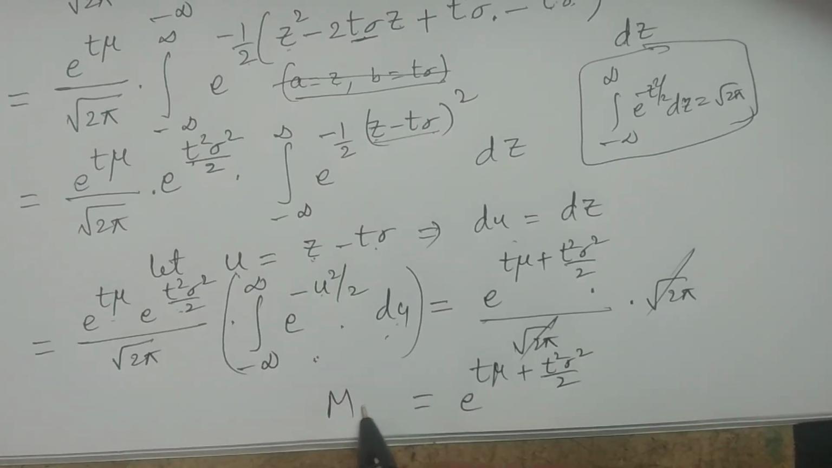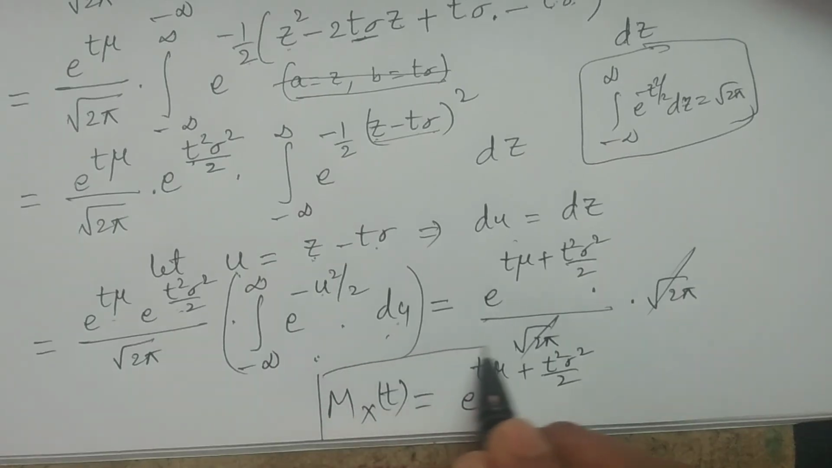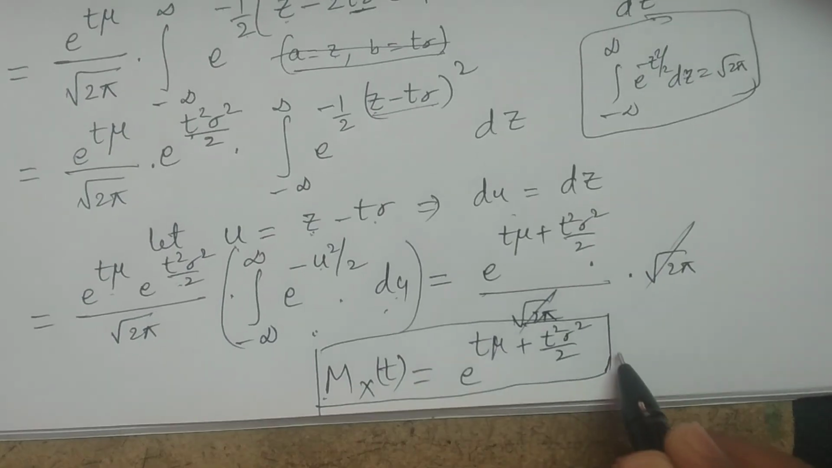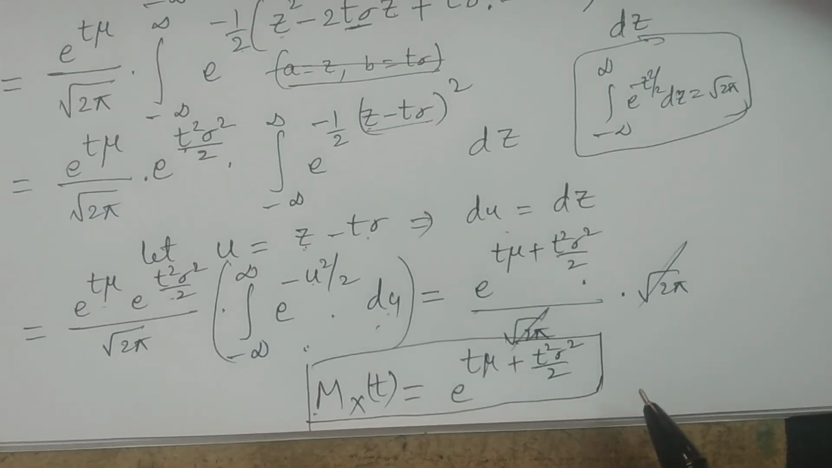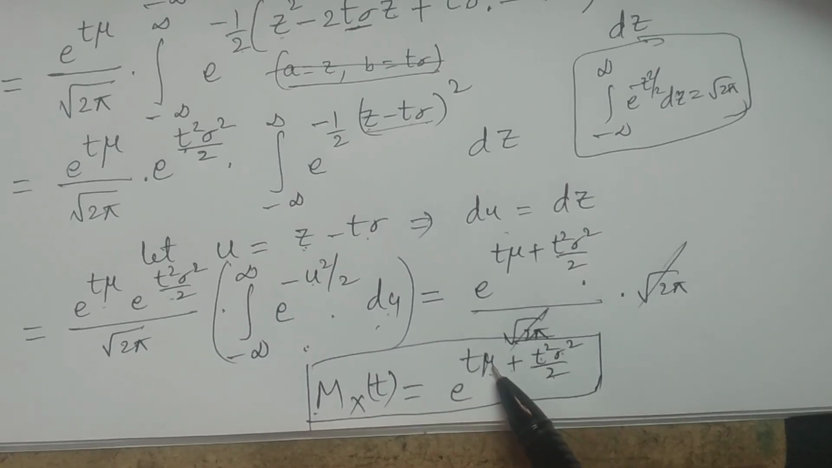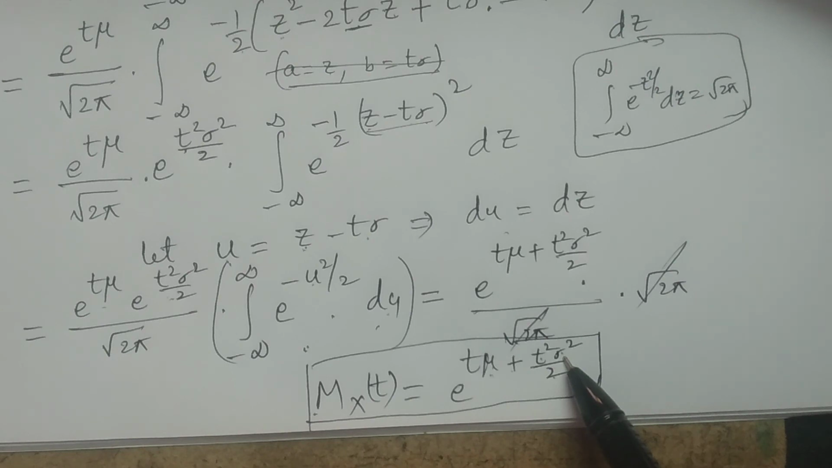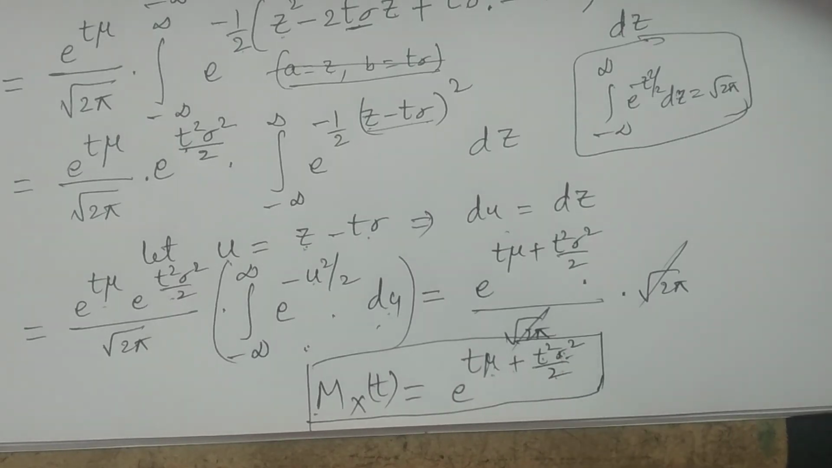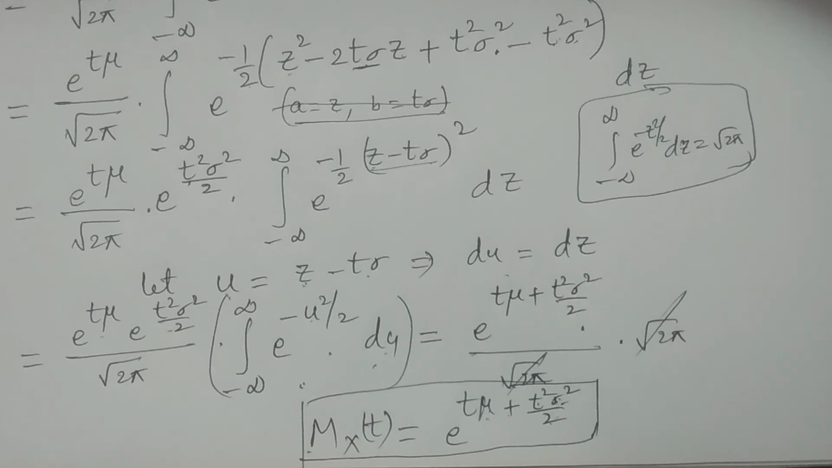So what is this? M X of t. This is the moment generating function of the normal distribution. What is the moment generating function of the normal distribution? e power t mu plus t square sigma square by 2. Mu is the mean, sigma square is the variance of the normal distribution, right? So the moment generating function is e power t mu plus t square sigma square by 2, where the by 2 is only for this term. This is the moment generating function. Hope you understand. This is the calculation, the derivation of the moment generating function.